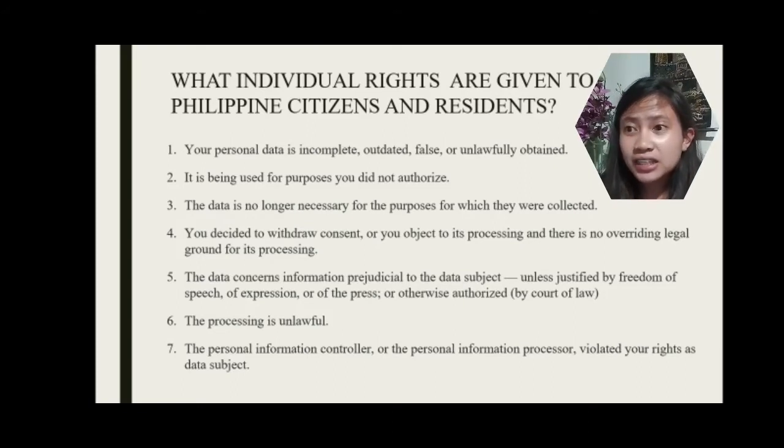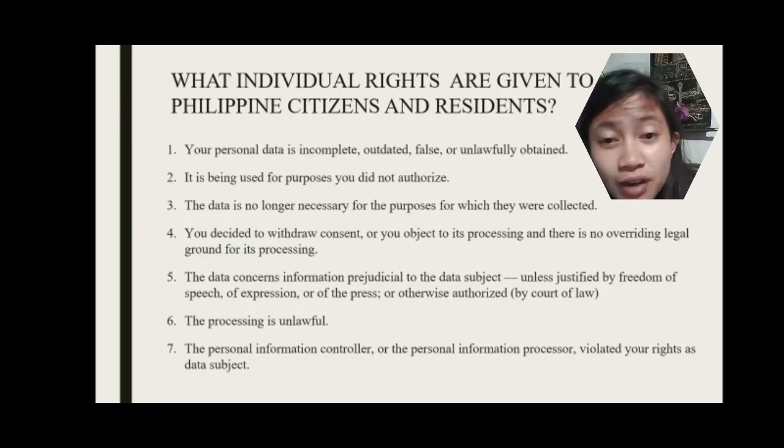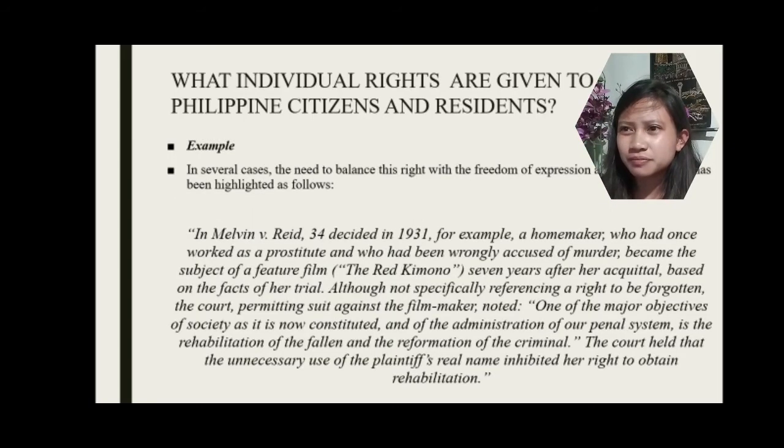Number 5 is when the data concerns information prejudicial to the data subject, unless justified by freedom of speech, of expression, or of the press, or otherwise authorized by court of law. Number 6 is the processing is unlawful. And the last is when the personal information controller or the personal information processor violated your rights as the data subject. So here is an example.